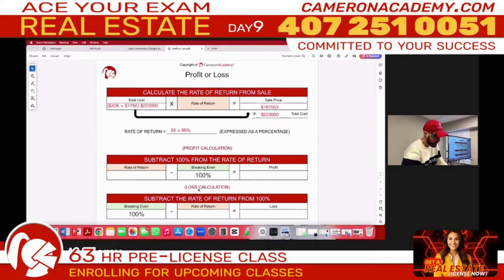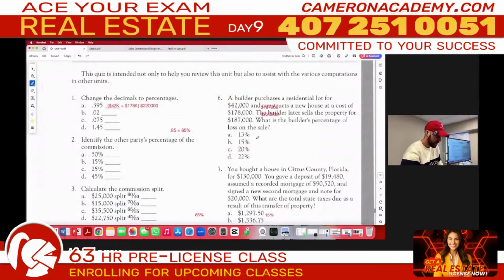100% is breaking even. Look down here where it says loss calculation. You take 100%, which would have been breaking even. You subtract his rate of return, what percent he got back, and the actual loss, he fell short by how much percent? 15% loss. Does that match up with one of our choices? Be careful on your exam. On your exam, they will include 85% as one of your choices to confuse you, to throw you off. And hopefully you're prepared for that. Correct answer is B as in Bravo.